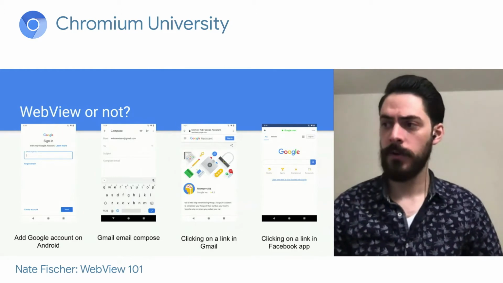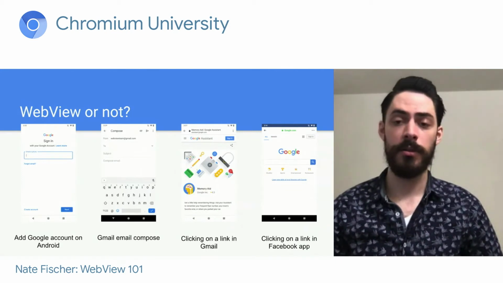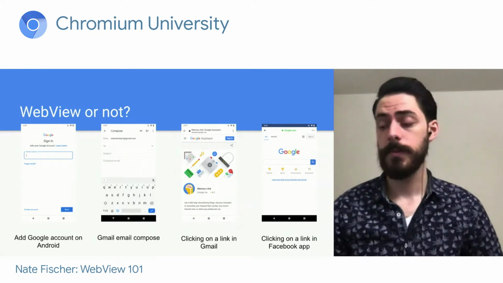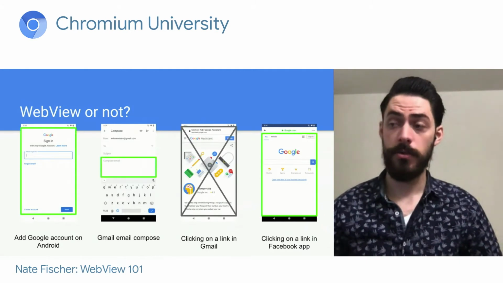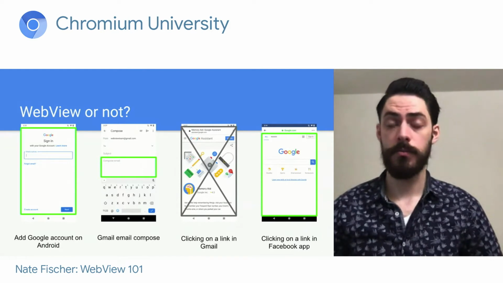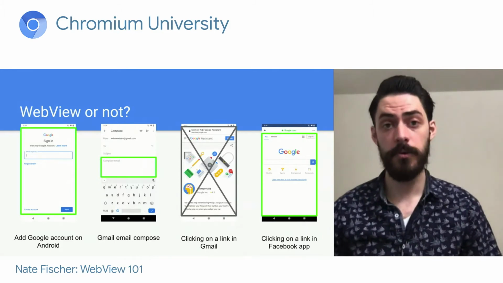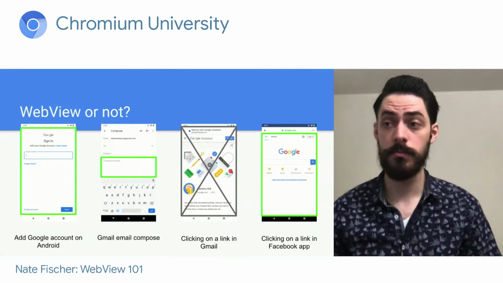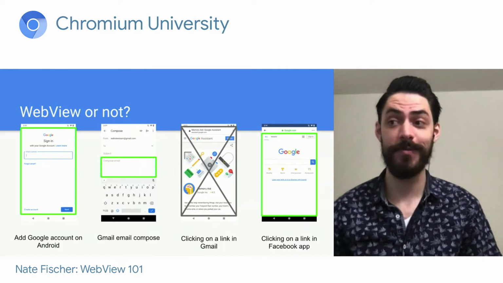And we have opening links in Gmail. So this is if some email links out to a website and you follow that. And then we have clicking on a link in Facebook. So the answers are 3 out of the 4 of these are WebView, perhaps in ways you may not expect. This Google account sign-in is actually WebView. It feels very much like it's just a regular part of the Android system, but it turns out this is actually all HTML. It just goes out over the internet and loads a web page in a web view.